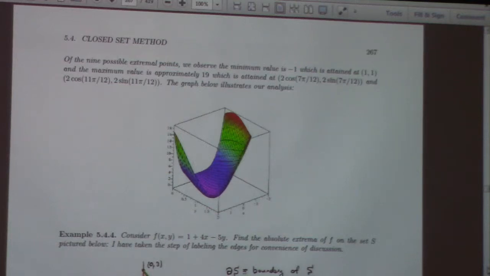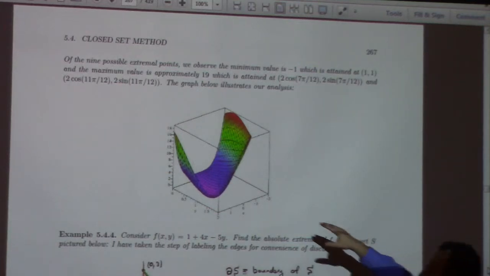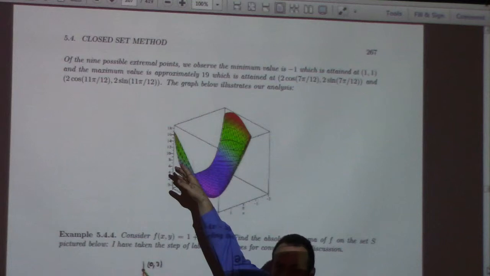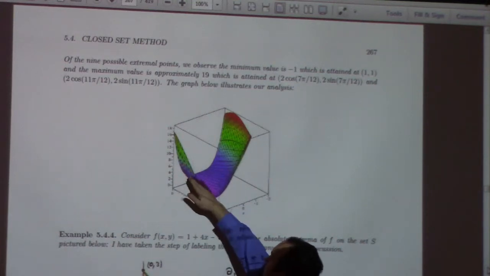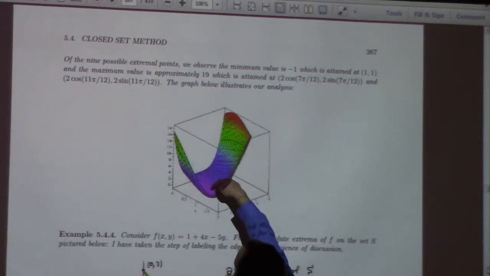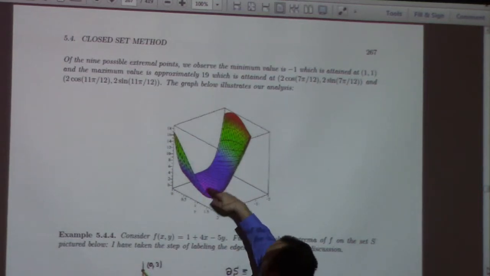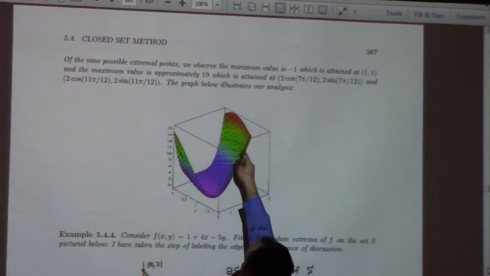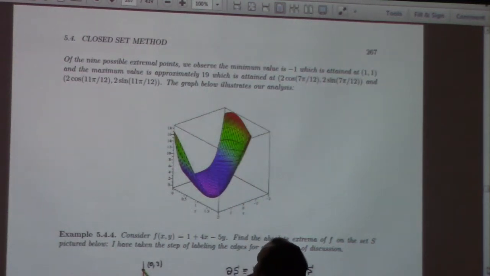And this graph kind of illustrates what was going on. So here's the output of that x to the fourth plus y to the fourth minus 4xy plus 1 function as you feed it values from a half disk. Its minimum is down in there, and its maximum ends up on these edges somewhere. Right there. You can see it.